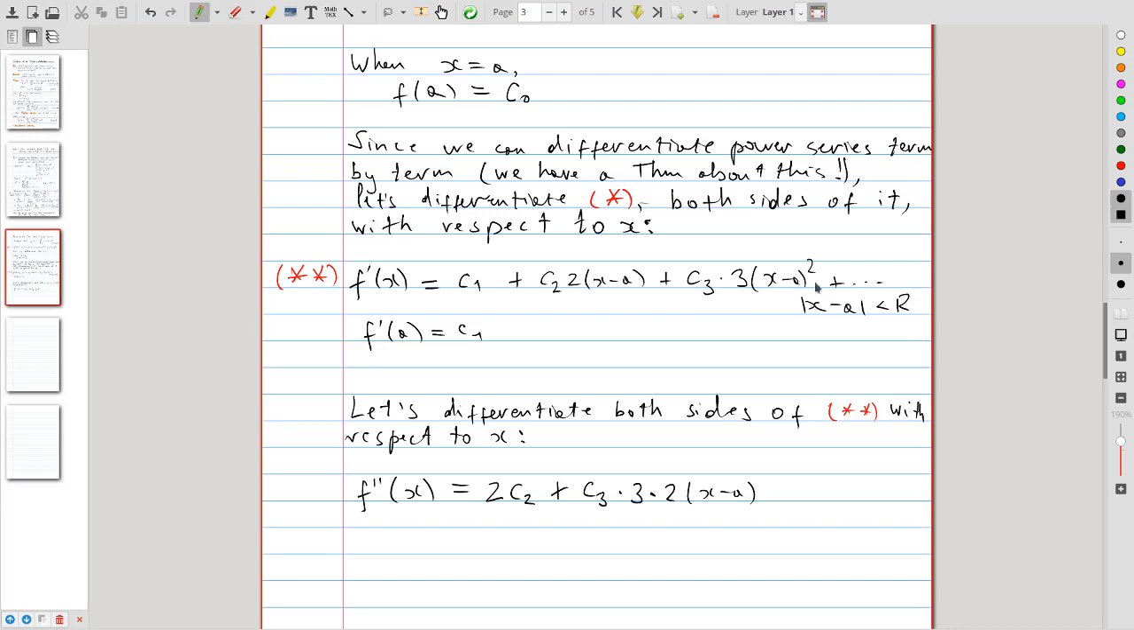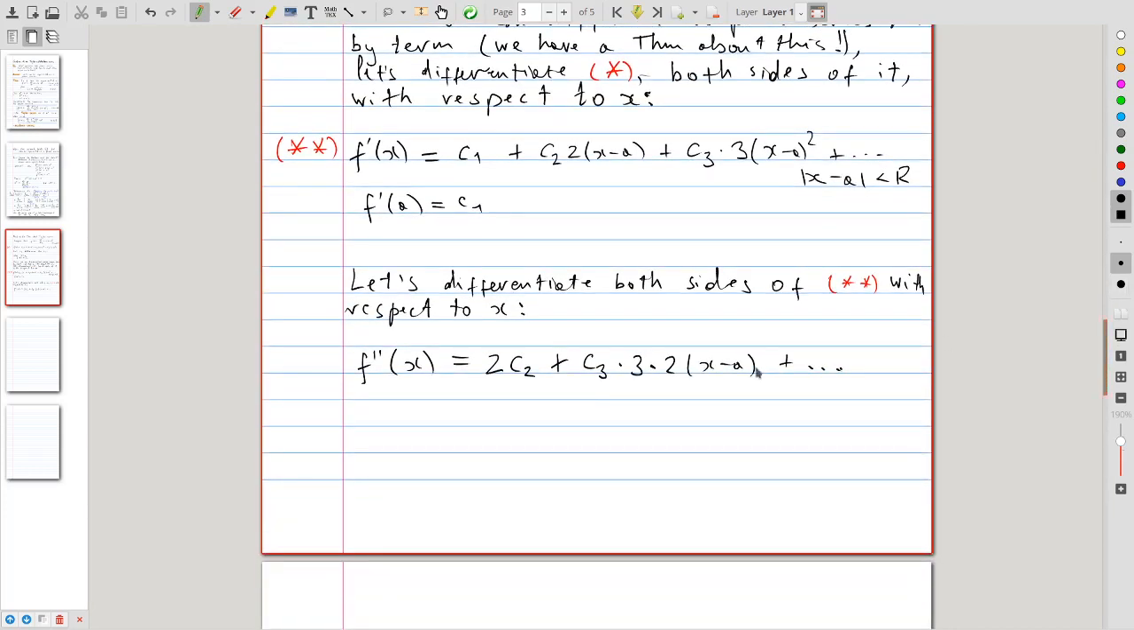So I took the derivative of x minus a squared, which gave me this 2 over here, and then I had to lower the degree of x minus a to 1. This is the derivative of the second order term in this series. And then I have all the subsequent terms in which I'm not yet interested. So let's see what this equality implies. If I evaluate the second derivative of f at the point a, I will have 2c2, because all the subsequent terms contain x minus a as a factor and therefore will vanish.